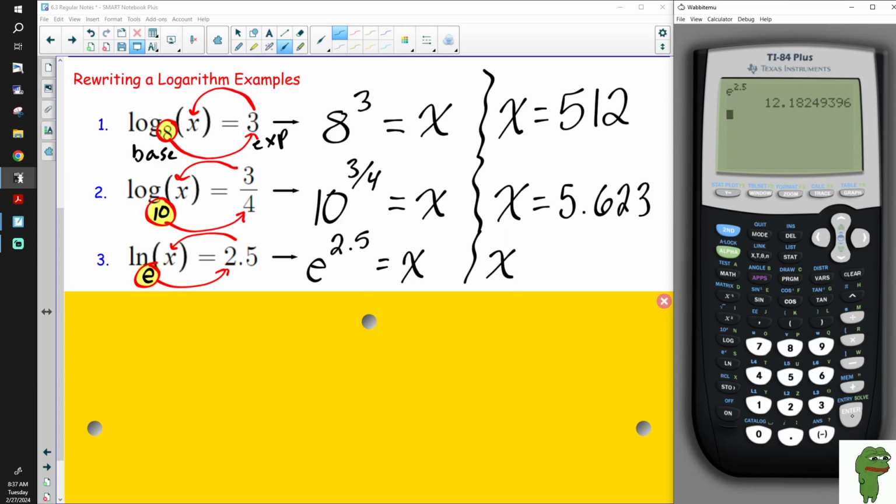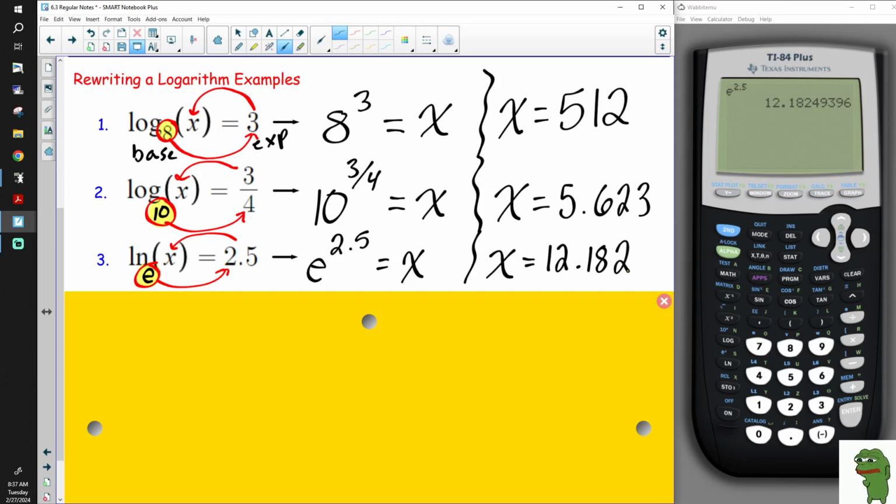We get 12.182. E to the power of 2.5 is 12.182. If we were to plug in the ln of 12.182, we would get really close to 2.5. How is that? The schloop-de-loop.